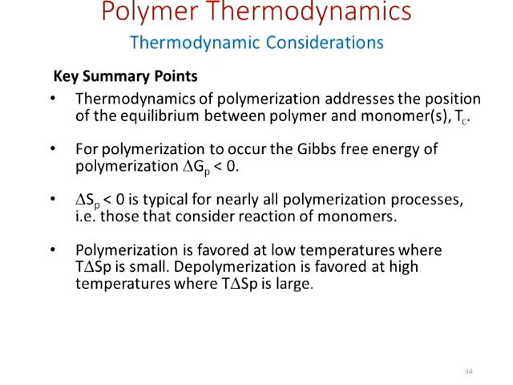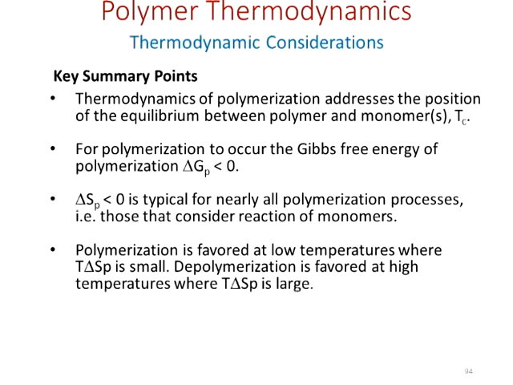The other thing we can say is that for polymerization to occur, the Gibbs free energy of polymerization is going to be less than zero. That means it's going to go spontaneously. It wants to go; the polymer is favored. Also, the entropy change is less than zero, which is typically the case for nearly all polymerization processes. And so that's one of the factors you want to know.